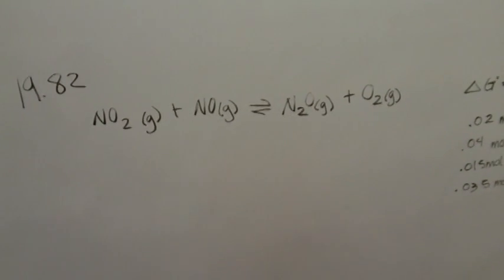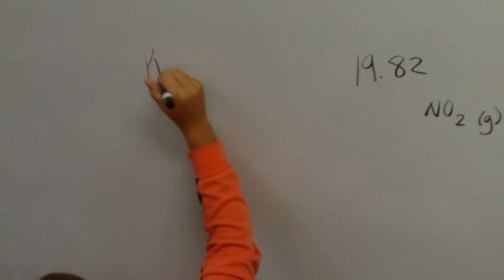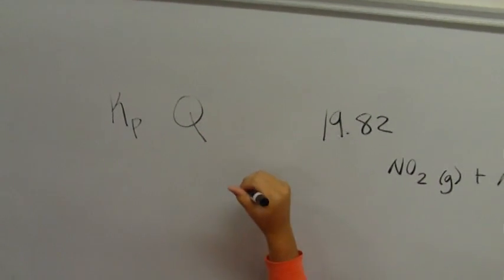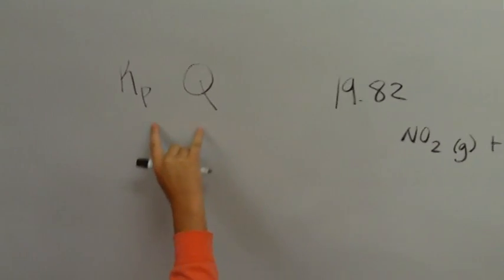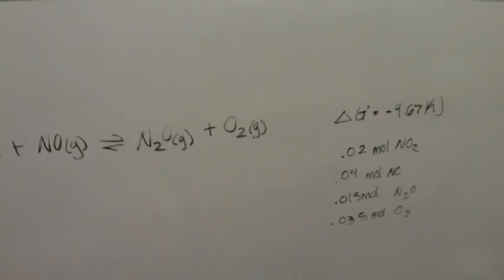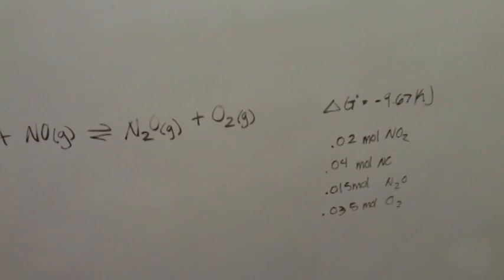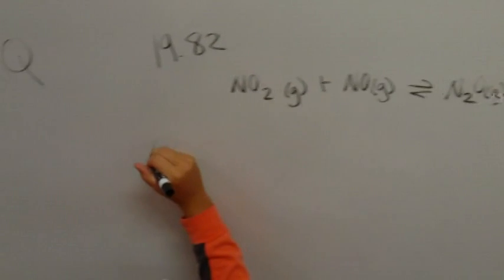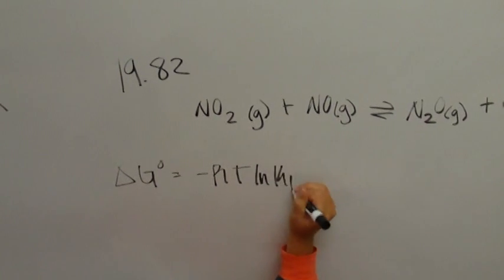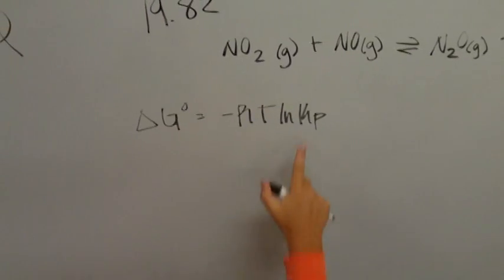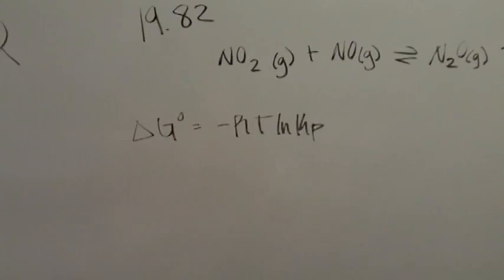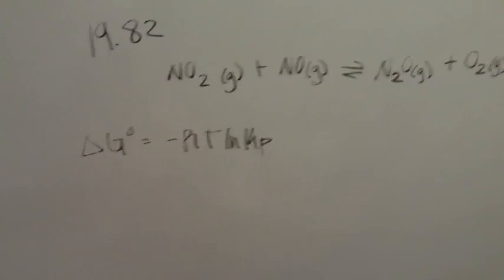So in this case, we're going to be comparing the Kp value to the Q, the mass action expression. What we're going to do is use the Gibbs free energy equation, which is delta G is equal to negative RT ln Kp. We're going to solve for Kp, and then solve for Q using the mass action expression. So let's just jump into it.